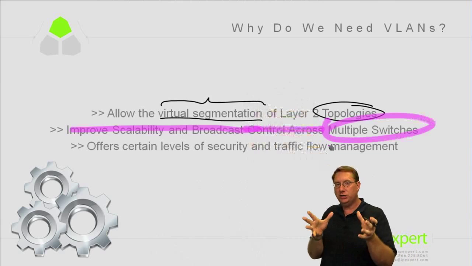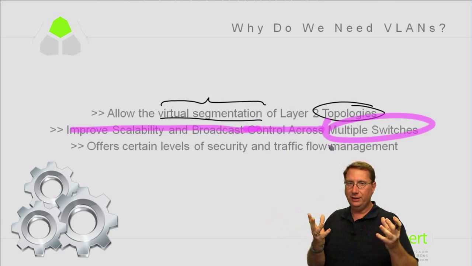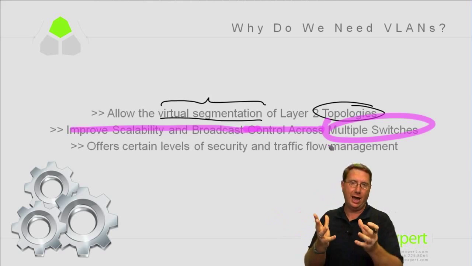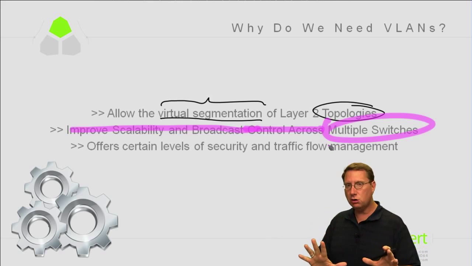Well, if I'm going to take a switch and connect it to another switch, using a limited number of interconnections to accomplish that, I need a special type of link, a link that's going to carry all VLANs, and we'll get into that. It's called a trunk, obviously.